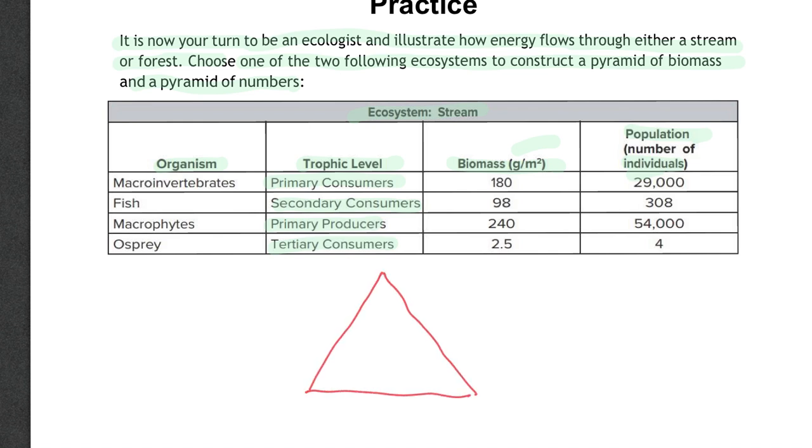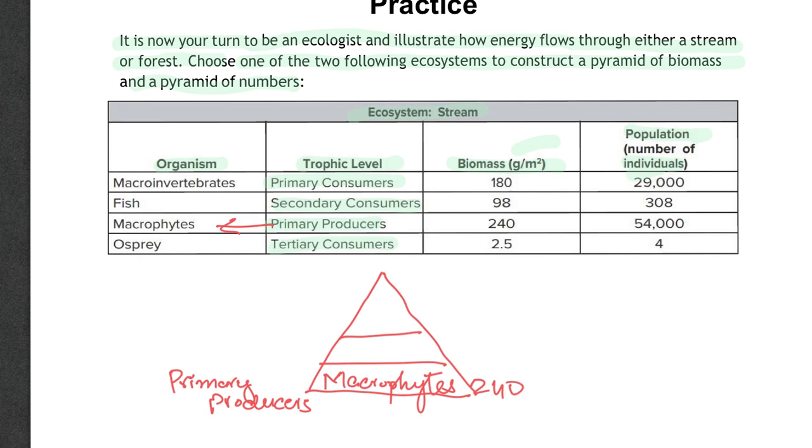You draw a pyramid nicely and make the sections. The first is the primary producers, so we are going to write primary producers here. That will be our first level. In primary producers, we have the macrophytes. What's the biomass of it? You write underneath, because you're going to make a big one, 240 grams per square meter. Then the second level will be the primary consumers. I'm writing primary consumers like this. What's the biomass? 180 grams per square meter.